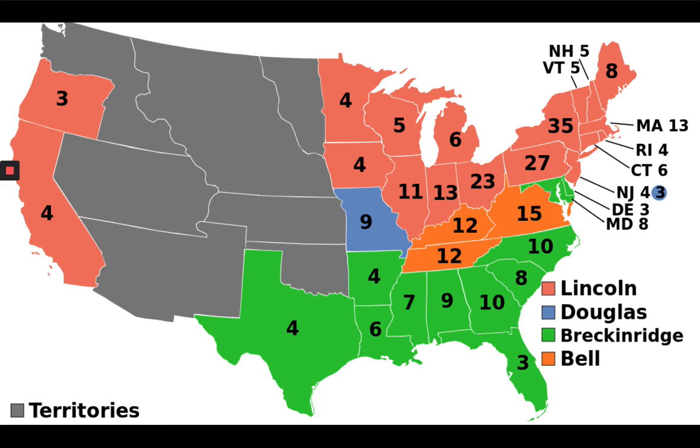So the numbers, those are electorals. In order to determine how many electoral votes each state has, you add up the number of representatives it has. That's how many congressmen it has plus how many senators it has.